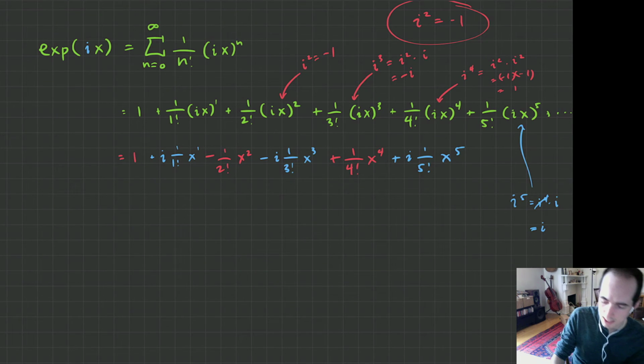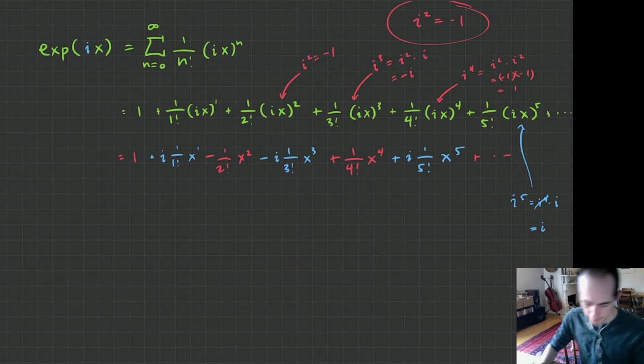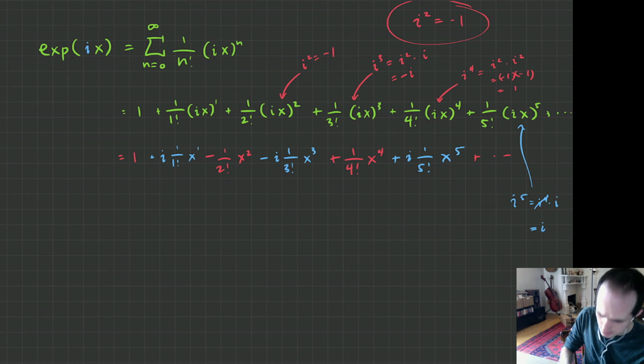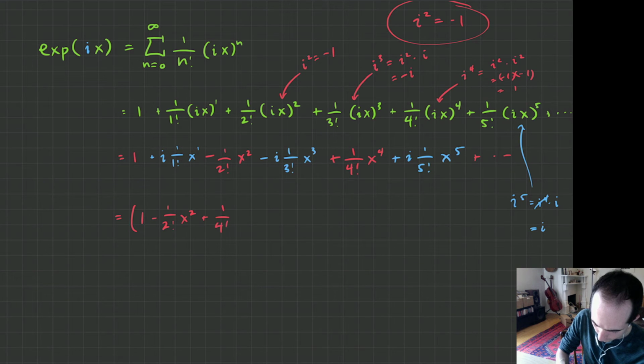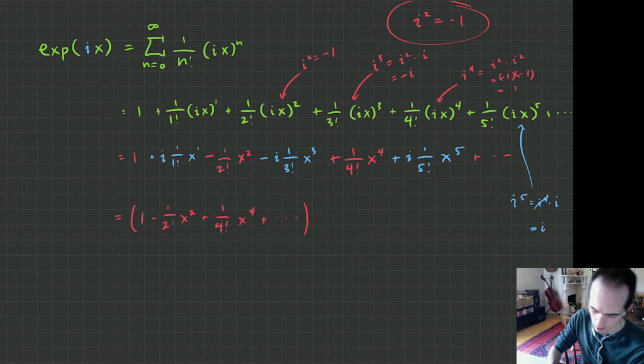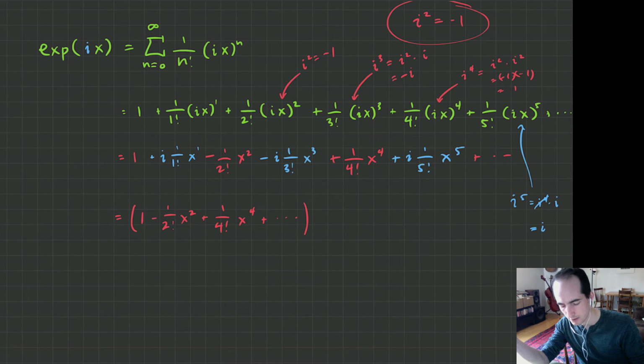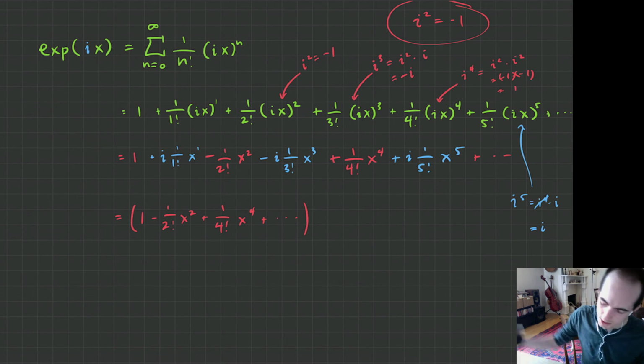We can keep going and going, but hopefully we can start to see enough of a pattern. What I'm going to do first is collect all of my red terms. So that's going to give me 1 minus 1 over 2 factorial times x squared plus 1 over 4 factorial x to the 4 plus, and you can probably see the pattern. We get all of our even terms with alternating pluses and minuses, which hopefully we can recognize. Now, the blue terms all have an i in them. Every second term has i to an odd power, which leaves us an i.